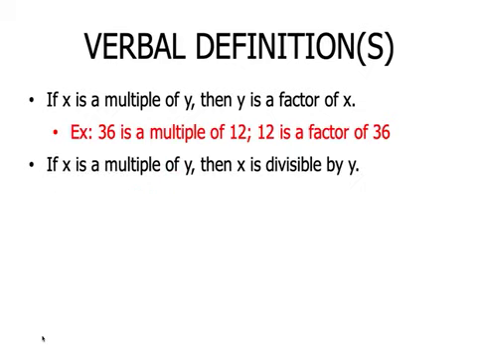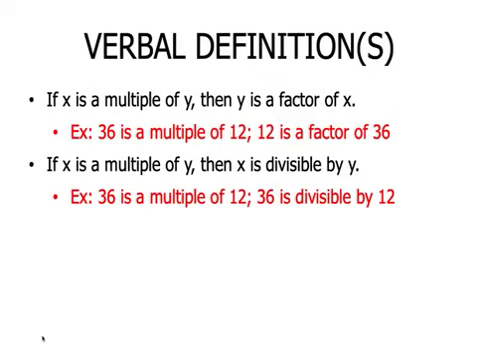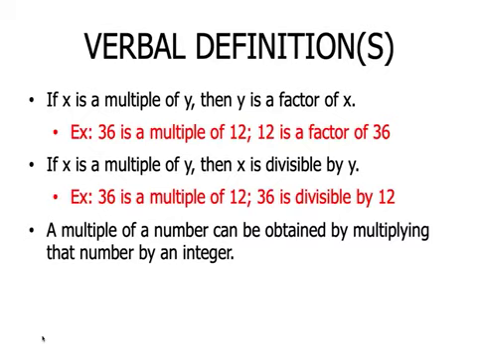You could also put it this way. If x is a multiple of y, then x is divisible by y. For instance, 36 is a multiple of 12, and 36 is divisible by 12. Finally, you could put it this way. A multiple of a number can be obtained by multiplying that number by an integer. So take 12 and then multiply it by 2. You have 24. Great. 24 is a multiple of 12. And again, my recommendation is don't worry about memorizing these verbal definitions. Just put it into that chart that we were just looking at.